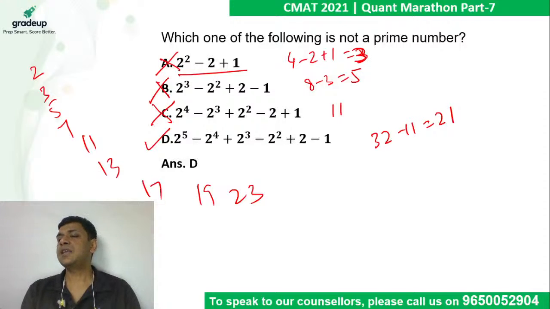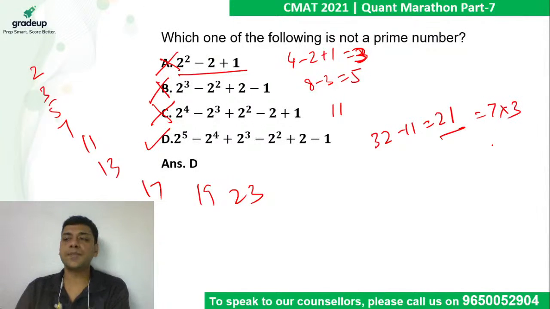Yeah, a prime number is a number which is divisible by 1 and the number itself and not any other number. Okay, my answer is D, because 21 is divisible by 7 into 3, so it's not a prime number.